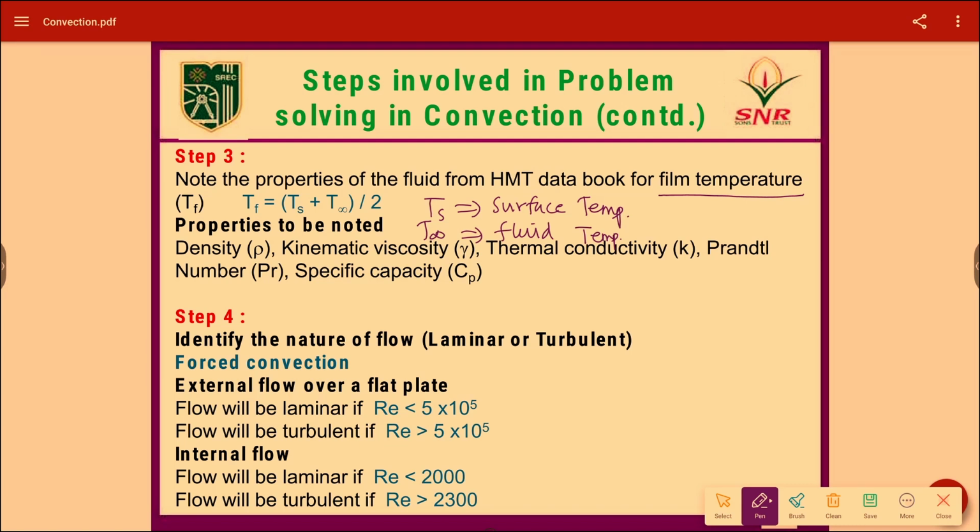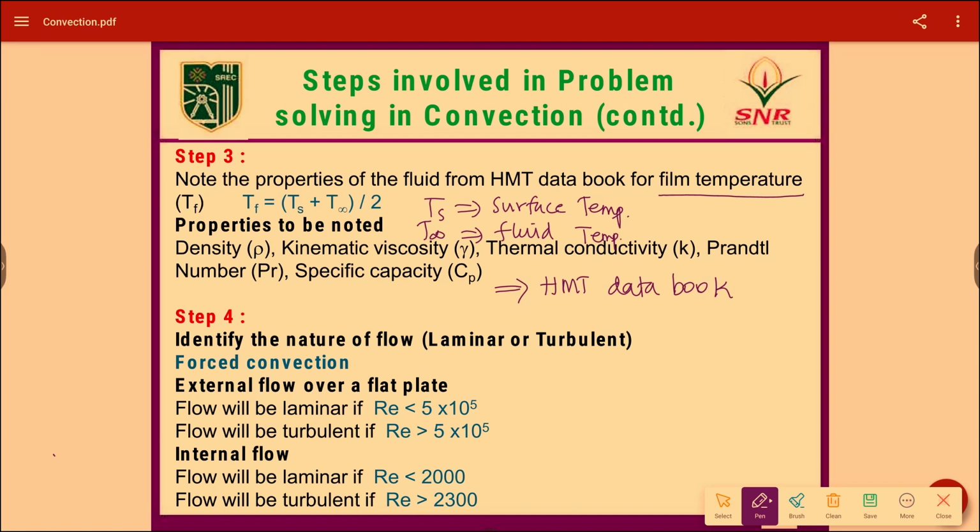All these data can be taken from the standard HMT data book. We have to see what the fluid is, whether the fluid is air, water or oil, and for that particular fluid we have to take all these properties. Instead of taking the fluid properties for air, if we take them for water, the problem will go wrong. So we have to be very careful in understanding what the fluid is and taking the properties corresponding to that fluid from the table.